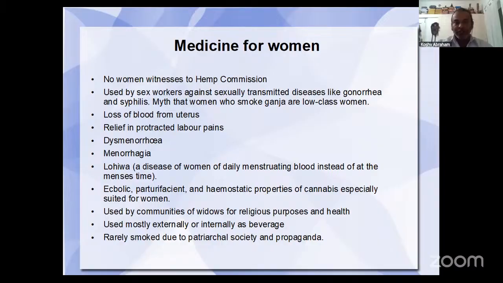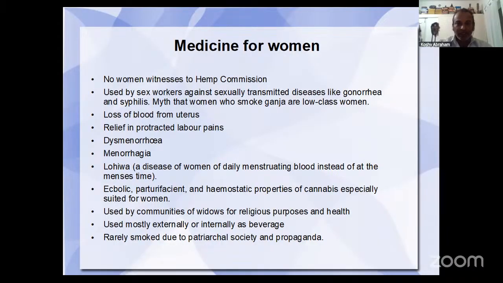Now, the usage of cannabis by these female sex workers created the myth that any woman who smokes ganja is a low-class woman. That sort of created a barrier for other women to use it. So if they used it, they would use it secretly. But the general impression was that if you're a woman and you smoke ganja, then you must be a sex worker.